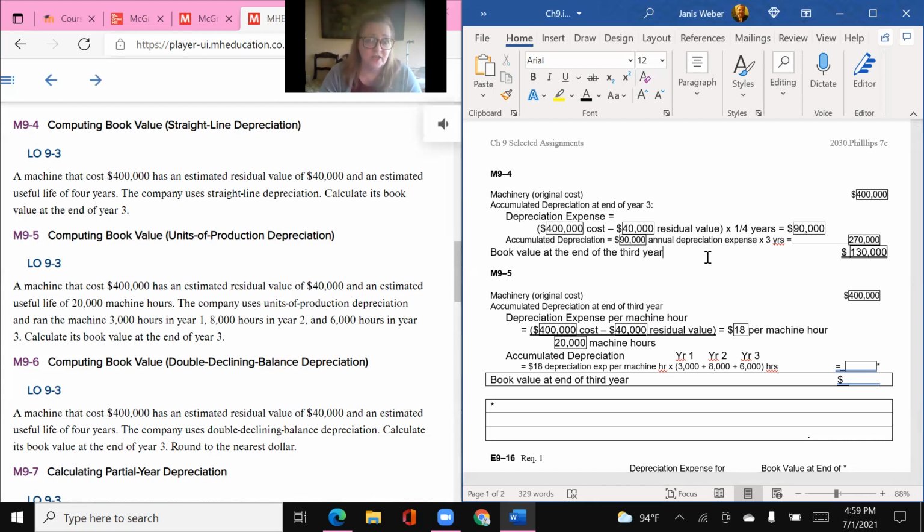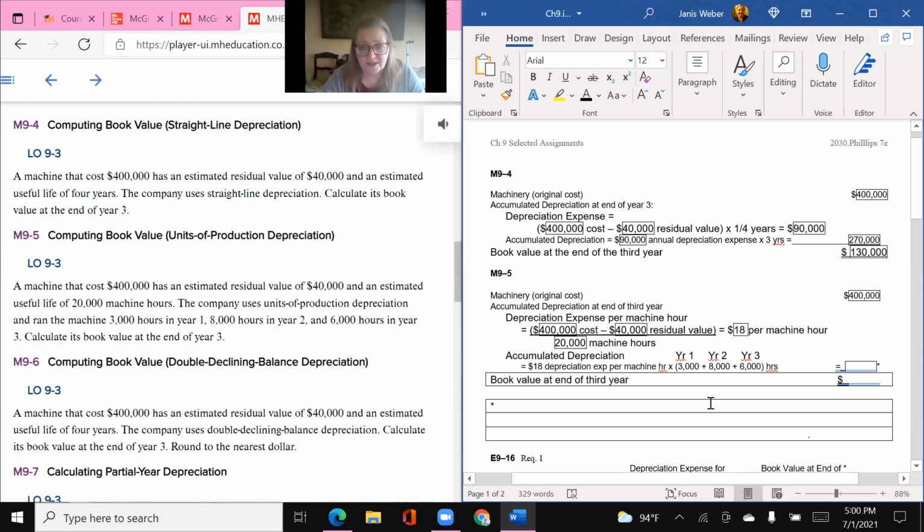It's got to tell you then the years that you're depreciating, how many hours were actually run on this machine. So it does. It says the company uses units of production depreciation and ran the machine for 3,000 hours in year 1, 8,000 hours in year 2, and 6,000 hours in year 3. So we're just going to calculate the depreciation based on that.